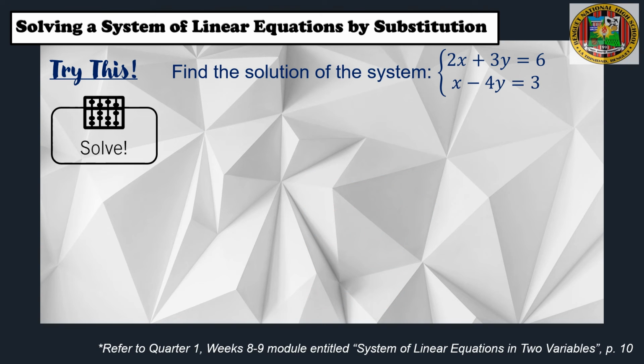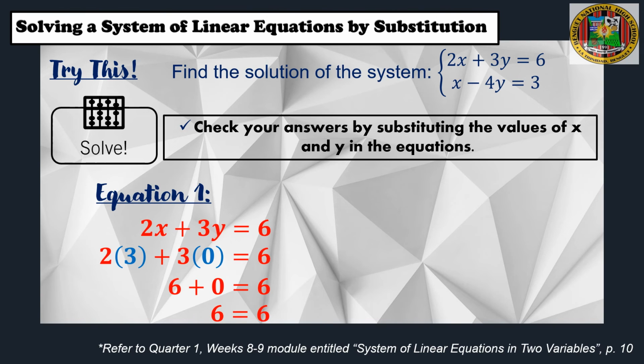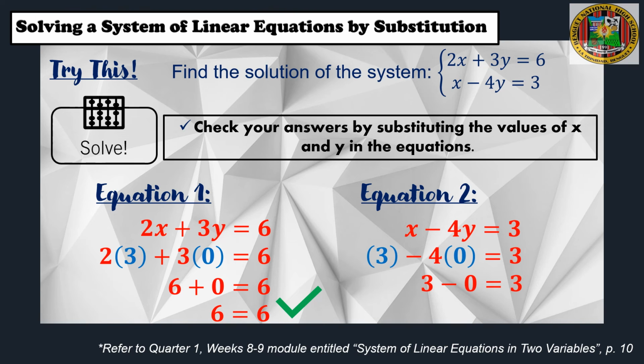To confirm that we have correct values for x and y, we substitute these values in the equations in the system. Thus, we have the solution for equation 1. This results to 6 equal to 6, which is a true statement. For equation 2, we have the following solution. Again, this results to a true statement which is 3 equal to 3. This proves our answers are correct.